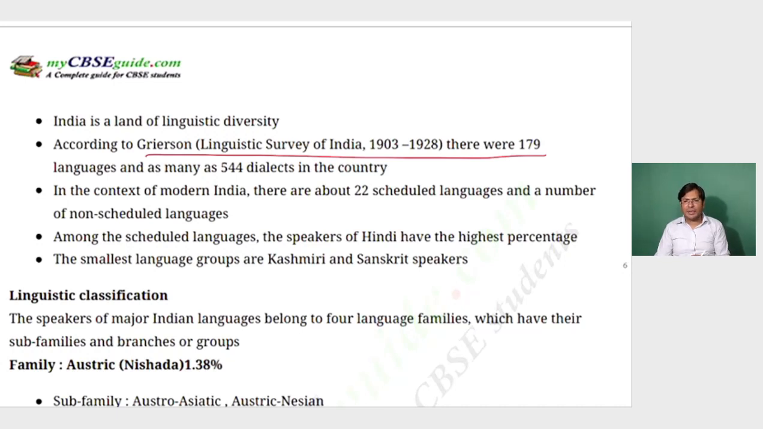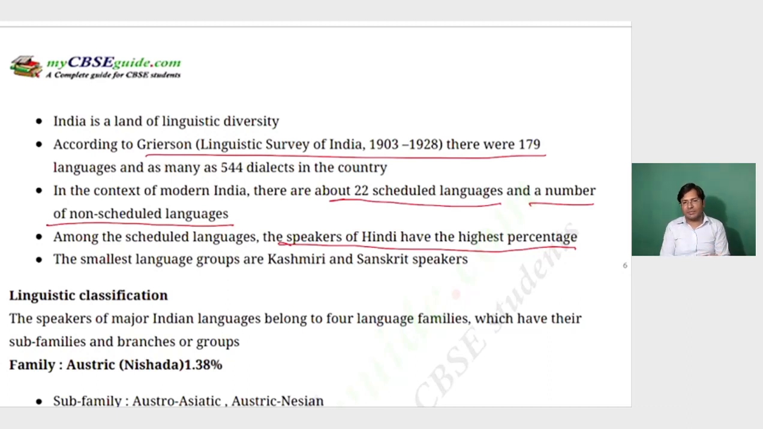और अगर आज के बारे में बात करें, आज के कॉन्टेक्स्ट में, मॉडर्न कॉन्टेक्स्ट में, तो there are total 22 scheduled languages जो कि those are government approved, and there are a number of non-scheduled languages in the country. Among the scheduled languages, the speakers of Hindi have the highest percentage, and the smallest groups are of the Kashmiri and the Sanskrit languages.